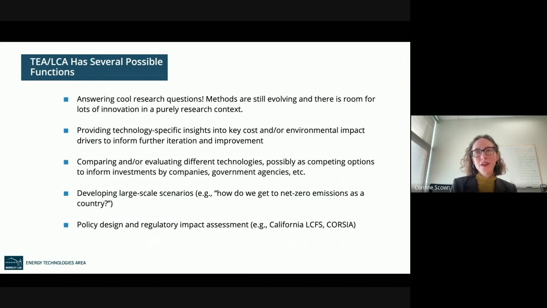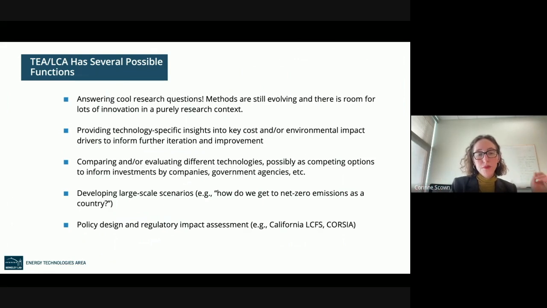And even better if it requires us to stretch the methods that we know already. Sometimes that could mean a novel method for modeling a particular system, or sometimes it means taking a couple of different off-the-shelf methods that have never been integrated together in a particular way and finding a way to link them. And so that can require some innovation. So it can be purely for research and writing good papers.